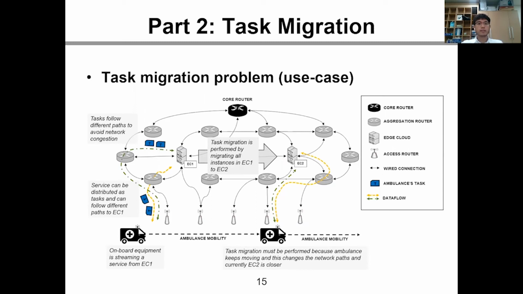So, as the onboard equipment is streaming the service from EC1, as in the figure, it may follow different paths to the EC1. Tasks will follow different paths in order to avoid network congestion. As the ambulance moves, network path changes will occur. So we need a task migration to be performed in order to maintain the quality of service. That is why we use the approach of task migration.